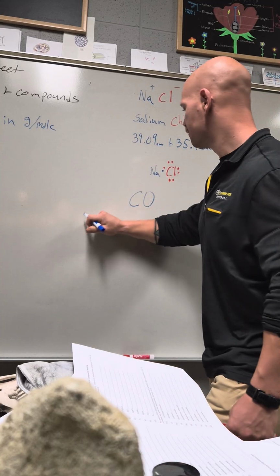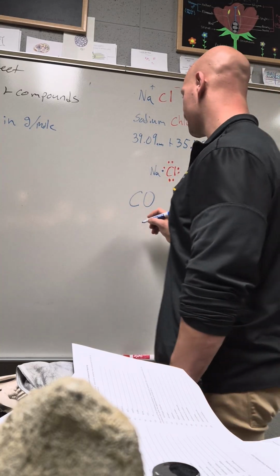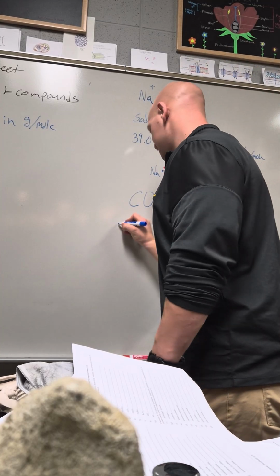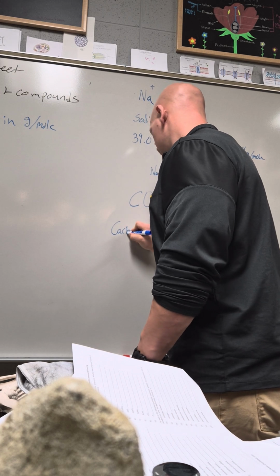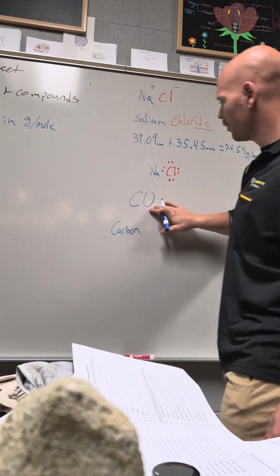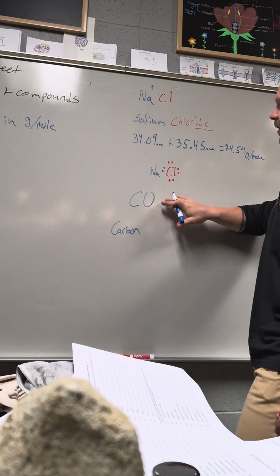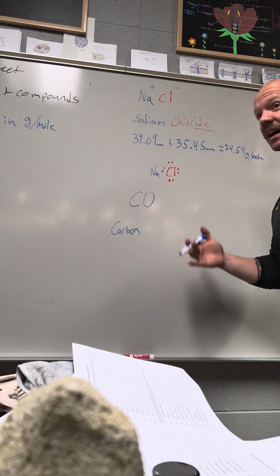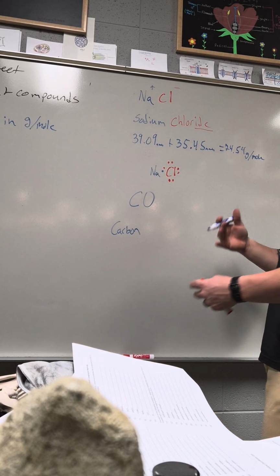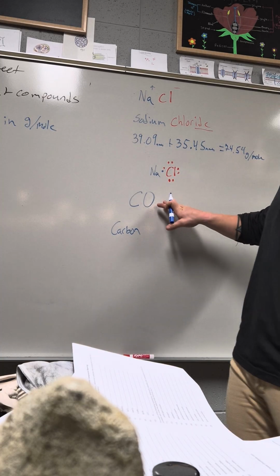What is it? We don't have to put mono-carbon, right? We just put carbon because it's just one of them. So we just say carbon. And then here we have to put the prefix in front of it: mono, di, tri, tetra, penta, hexa, hepta, octa, nona, deca. I want you guys to remember that. Please memorize that forever.